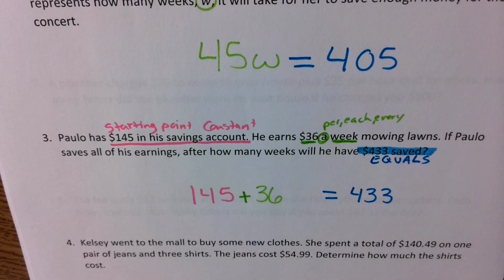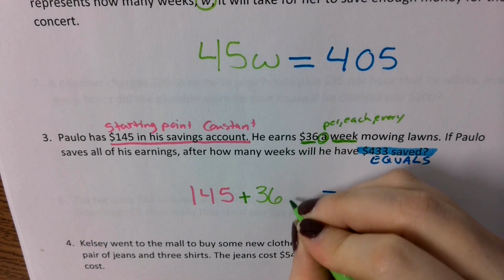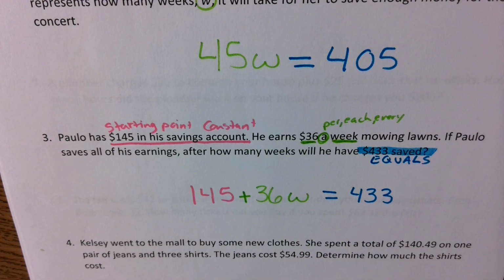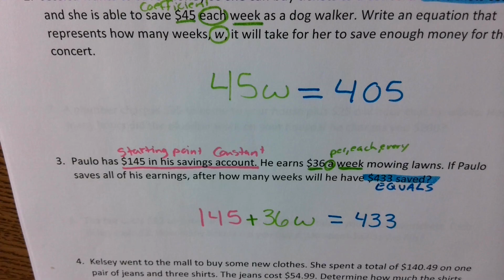What kind of variable should I use? What letter should I use to represent week? W. Weeks, dude, weeks, W. Okay, $36 per week, or each week, or every week. Okay, all right. What I want you guys to do is you're going to do problems 4 through 8. Again, you're not solving, so it should not take you that much time to go through them. You are not solving. You are just writing the equation.